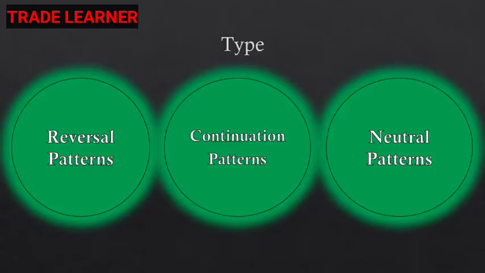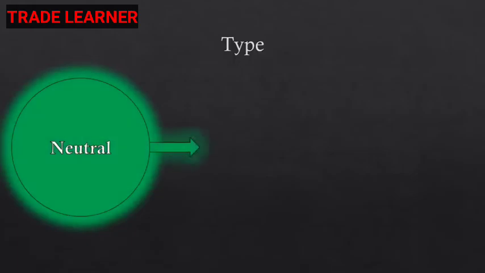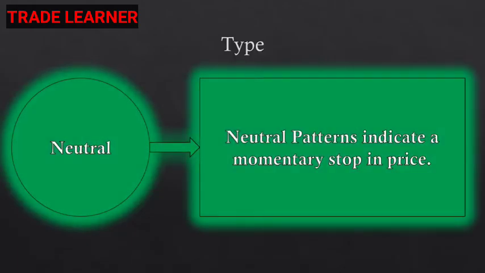The third and last type of candlestick pattern is the neutral pattern. Neutral patterns indicate a momentary stop in price. Unlike reversal and continuation types, there is no such thing as bullish or bearish neutral patterns.